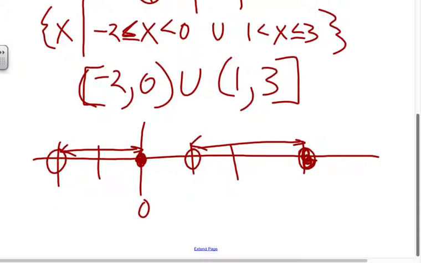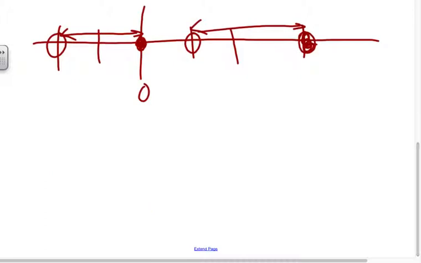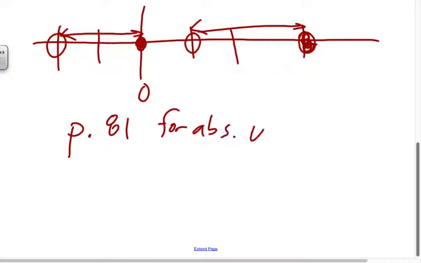Okay, the last thing you're going to have to remember to do, add to your notes, page 81 for absolute value inequalities. And that's how you're going to do this section.